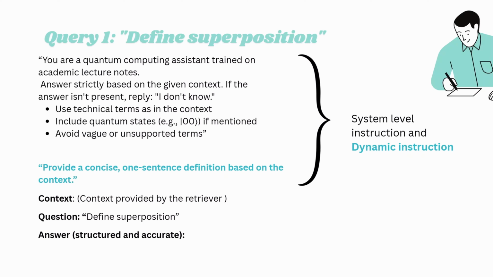Next comes the context. This is information retrieved by the retriever that's relevant to the query. Then we include the actual user question, which is define superposition. And finally, we leave a space for the LLM's response, which will be generated based on the context, question, and instruction provided. This structured approach ensures consistent and high quality answers in our RAG pipeline.